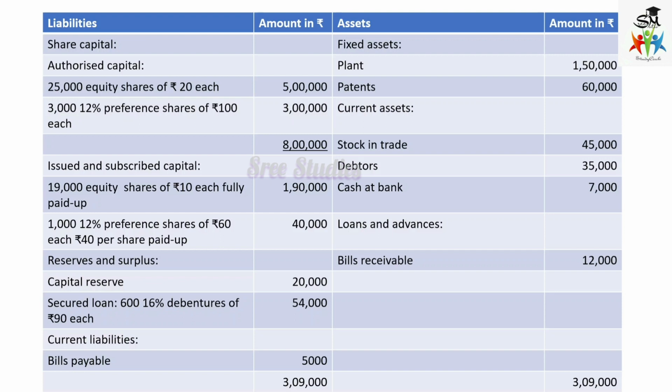Current liabilities, bills payable. In case of fixed assets, plant before was 2 lakh, now reduced with the depreciation, so 1,50,000. And patent, before it was 1 lakh, depreciated 40 percent, so 60,000. Then the rest of the things are the same, but here there is no profit and loss account and preliminary expenses, so that you will get the balance sheet tally.